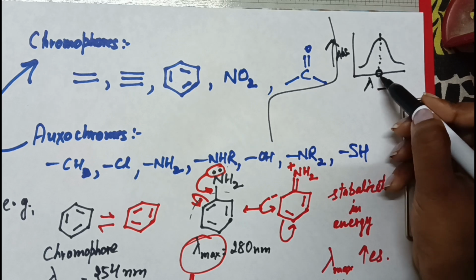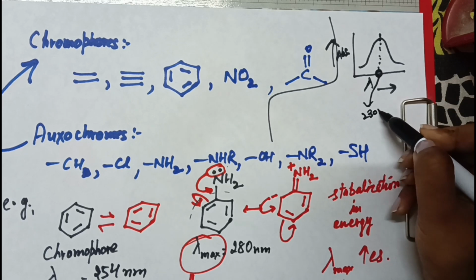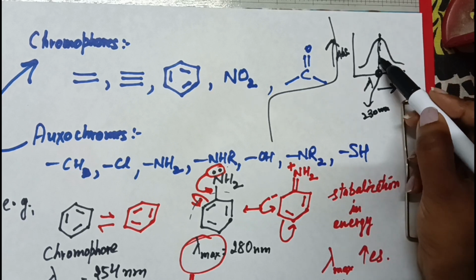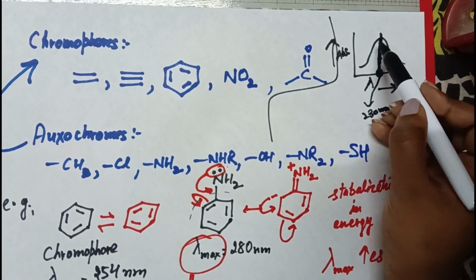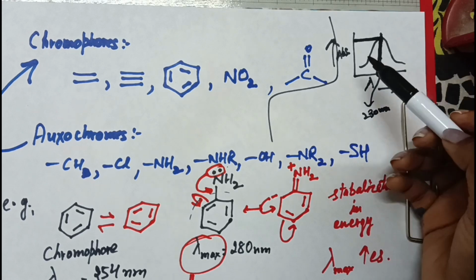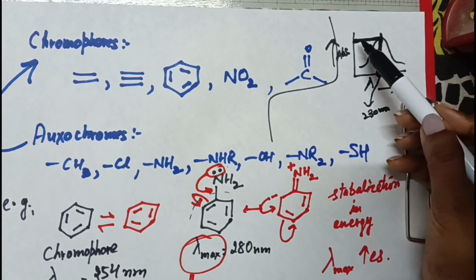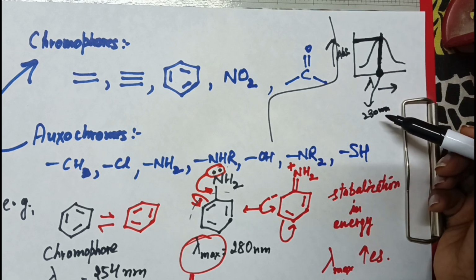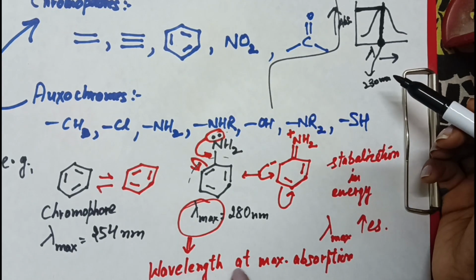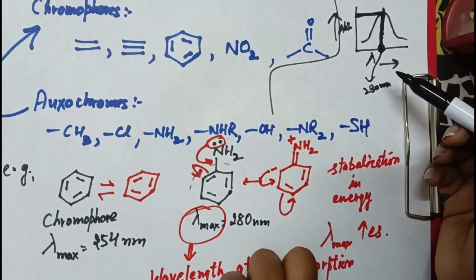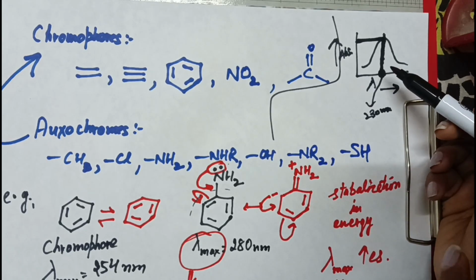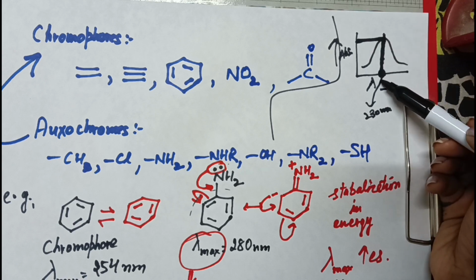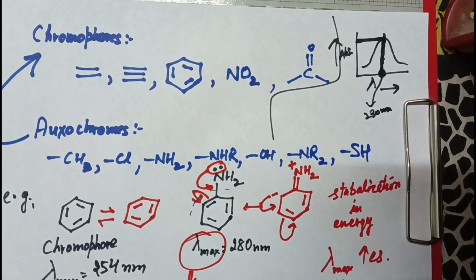Whatever value I get here, suppose this is at 230 nanometer. This is not the maximum wavelength. This is the value of wavelength at maximum absorption. The point at which I get maximum absorption, at that point, whatever wavelength I am getting, that is the lambda max. So lambda max is nothing but the wavelength at maximum absorption. That is the wavelength at which, after scanning, you get the maximum absorbance. At that particular point, whatever wavelength you are getting, that is the lambda max, right?